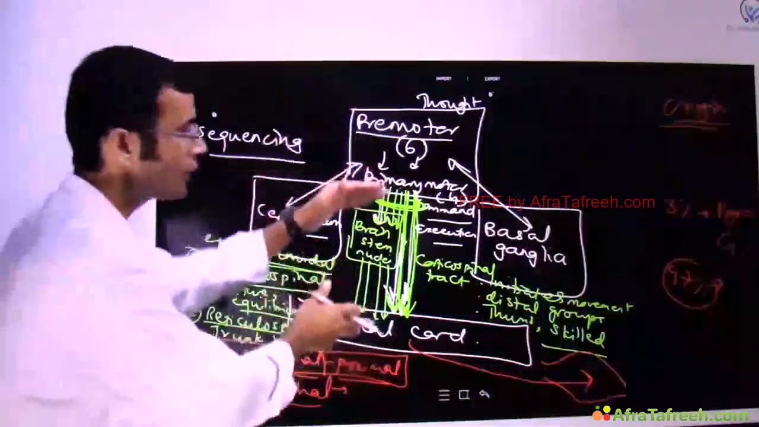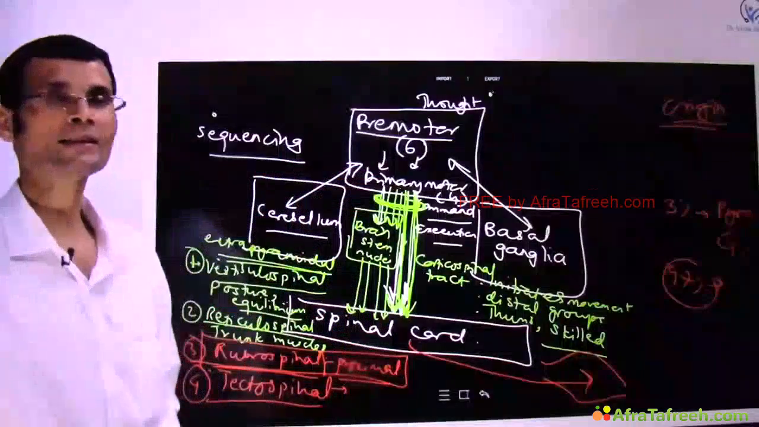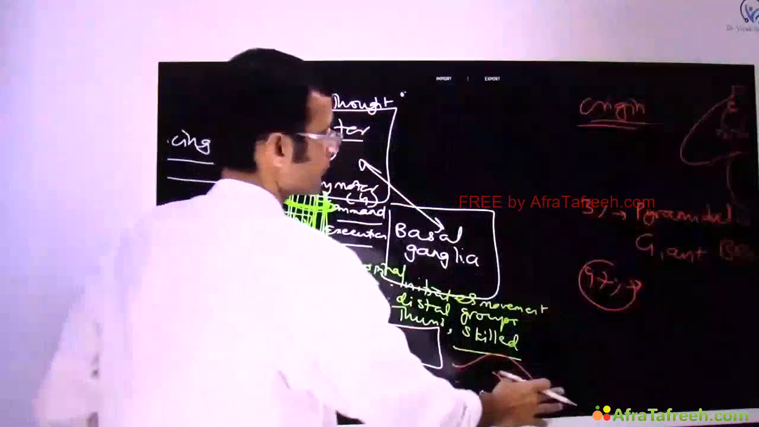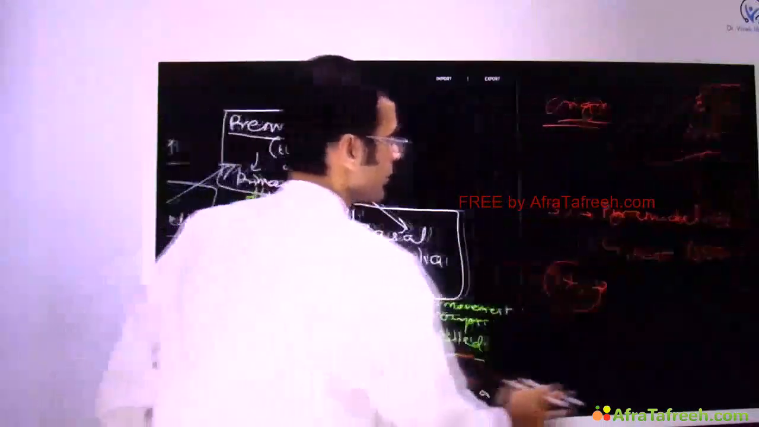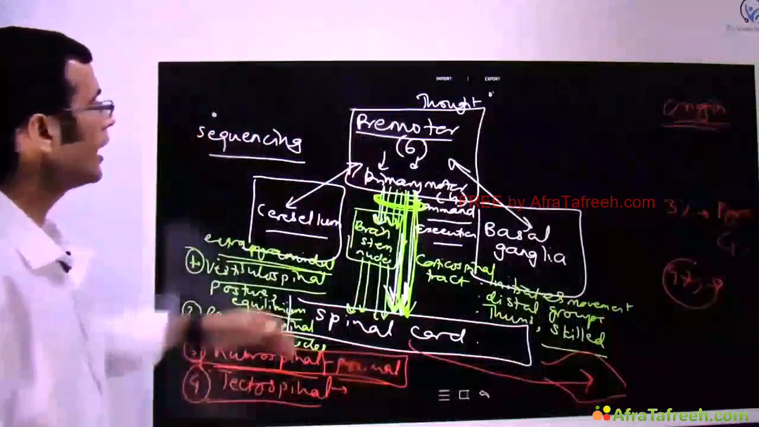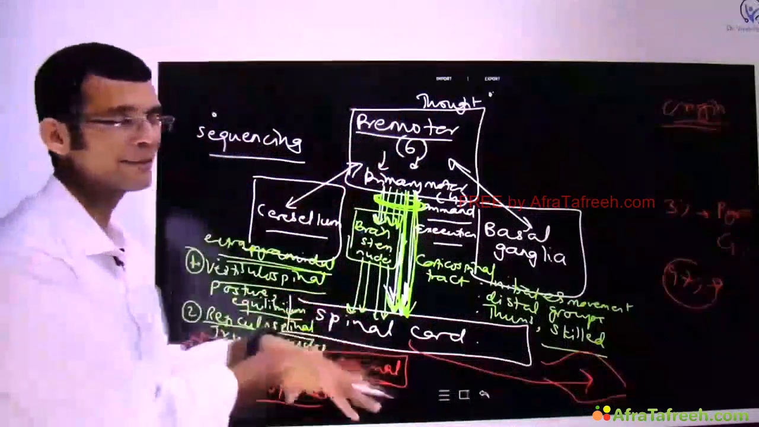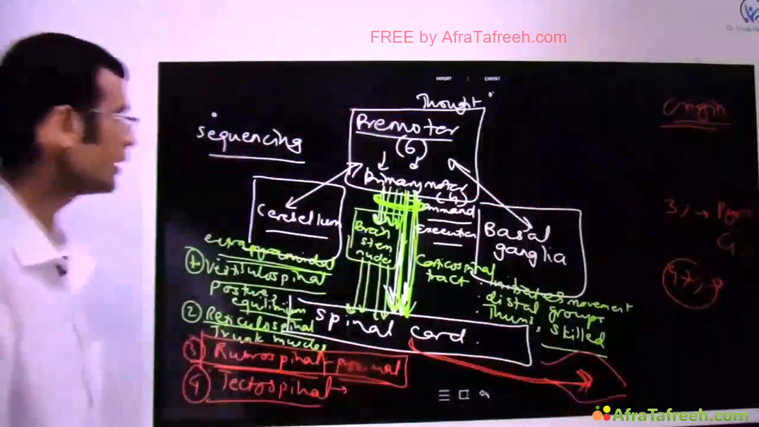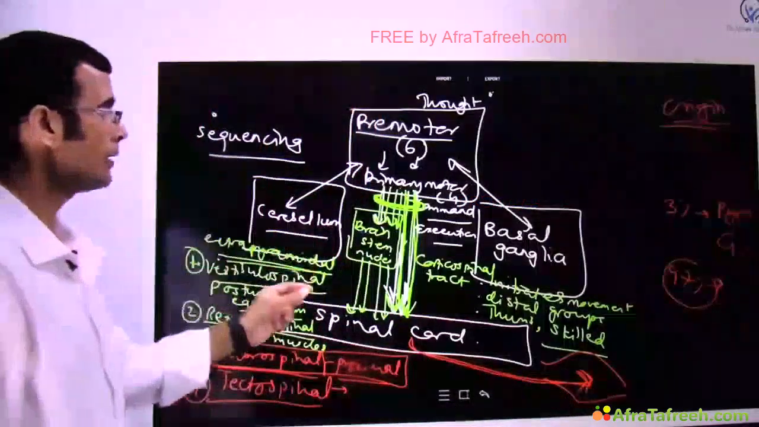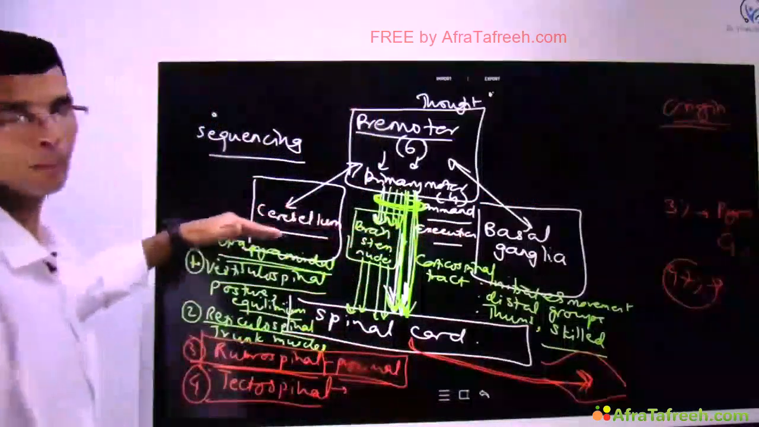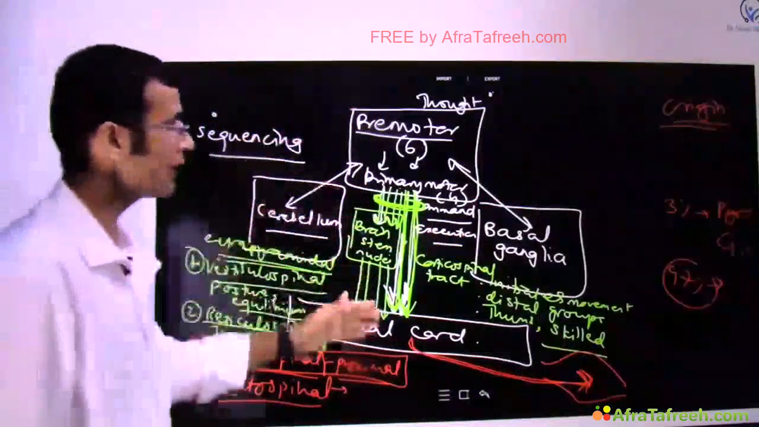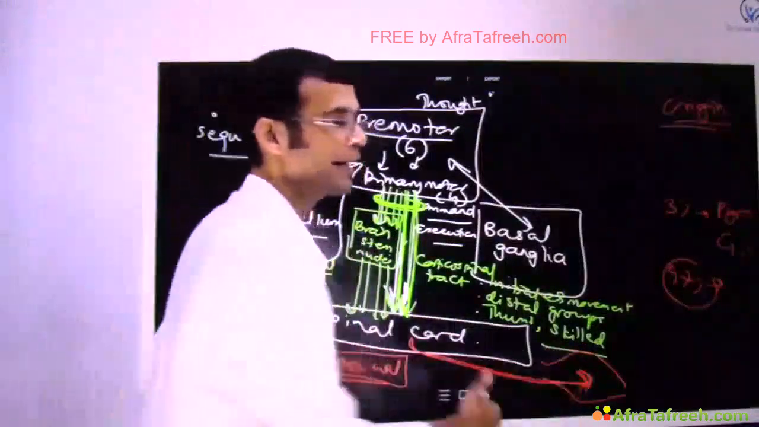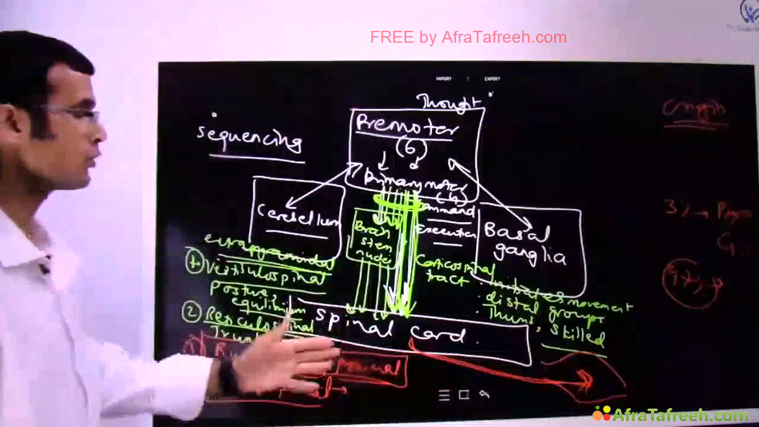Now this upper motor neuron predominantly exerts an inhibitory influence. Just about a few percentage of fibers will be excitatory. They are to initiate the voluntary movement. But otherwise, upper motor neuron predominantly exerts an inhibitory influence on the lower motor neuron. So remember this, that if there is a lesion of the upper motor neuron, then that inhibitory influence will be lost, and therefore the lower motor neuron will fire excessively. That inhibitory check is gone.